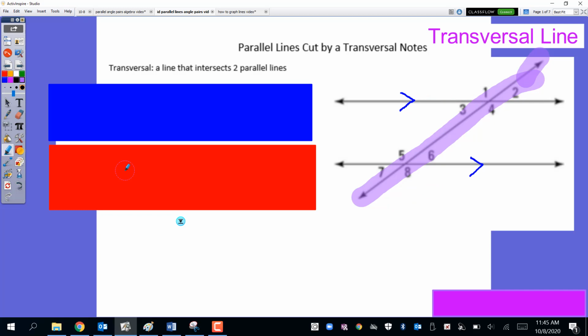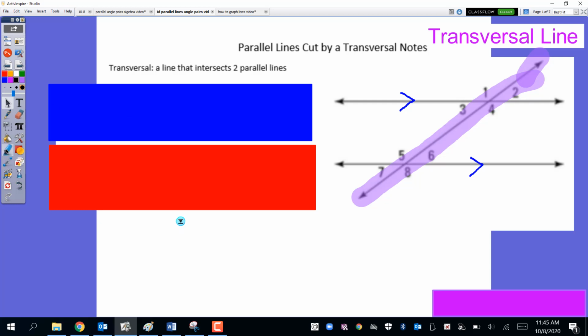And when I see that it's touching both parallel lines, I see a couple of groups of angles. These four angles up here are a group, and then it makes another group of four angles down there. What we're going to do is pair up the angles: one angle from the top group and one angle from the bottom group. There are different names for those pairs, so that's what we're going to talk about.